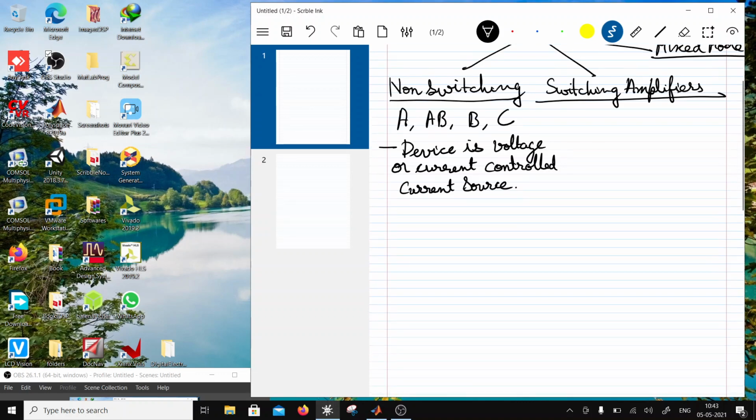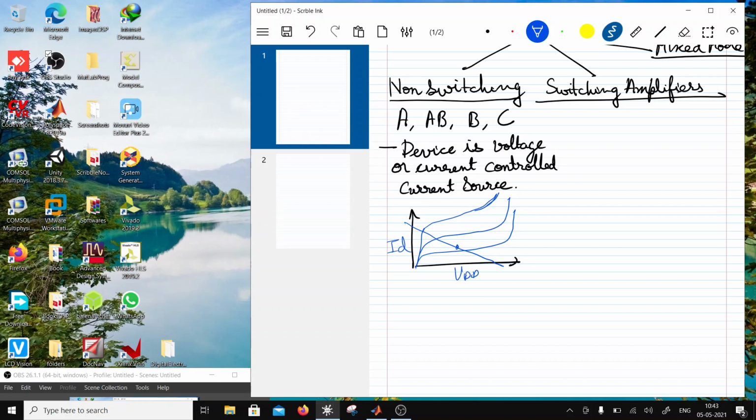Now, a brief note on what is a Class A amplifier. If you are biased at the center of the load line, so if I take a device, somewhere I have chosen a bias point. These are the output characteristics of the device. It can be a FET, it can be anything. And I have chosen a certain load line and I have basically biased it. So this is your current and this is your voltage. I am going to swing around this.